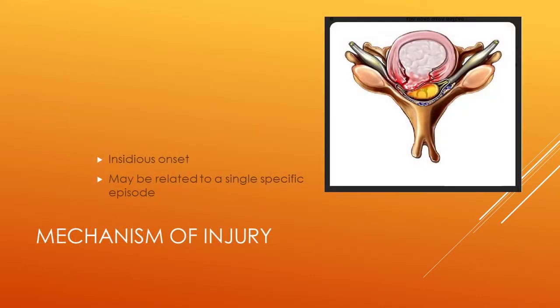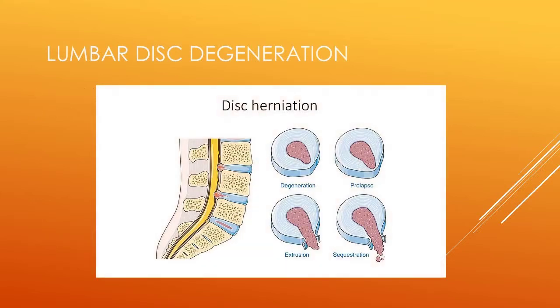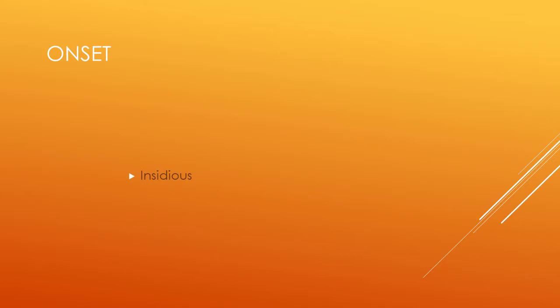In intervertebral disc lesions, the patient typically describes an insidious onset, but the pain may be related to a single specific episode. This most often occurs at the L4-L5 and L5-S1 levels. Upon inspection, the patient may be noted as having a slow, deliberate gait, and in the acute and subacute stages, a flattened lumbar spine. In lumbar disc degeneration, posterolateral lesions are more common because of a strong posterior longitudinal ligament. These tend to be insidious, and the pain is localized to the affected vertebra.